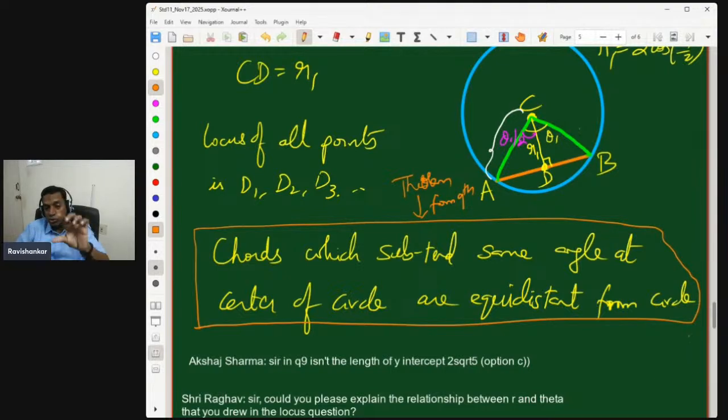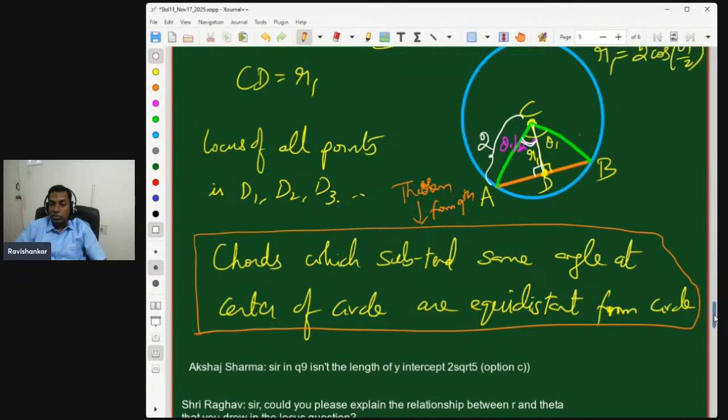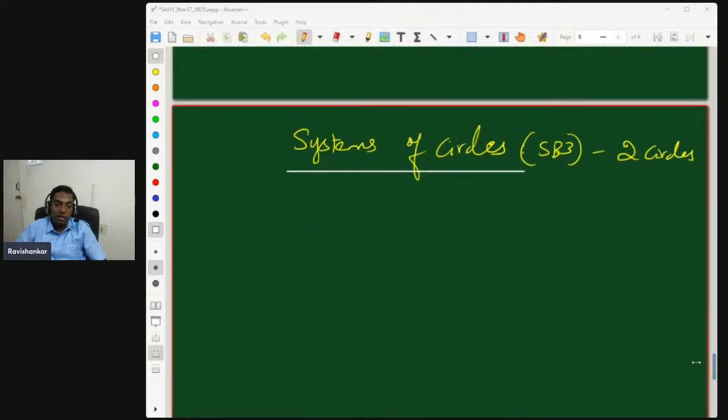Okay, but once you know that, then 2 cos theta 1 by 2 is R1. 2 is this radius, and cos theta 1 by 2 is cos of this angle. So that equals R1 in triangle CAD. I don't think anything else can be explained there.